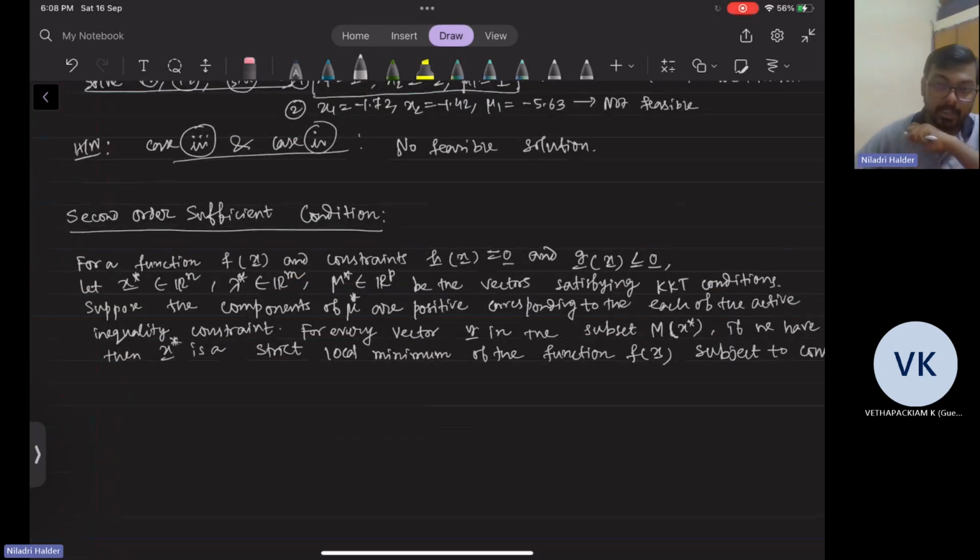So for a function f(x) and constraints h(x) equal to 0 and g(x) less than or equal to 0, let x star, lambda star, and mu star be the vector satisfying the KKT condition. So after the first order necessary condition, let us take that 1 minute.